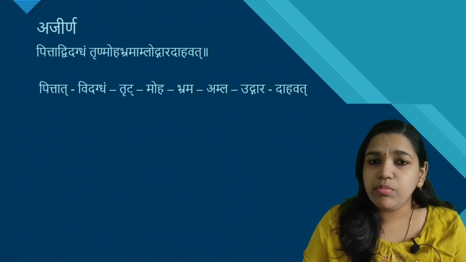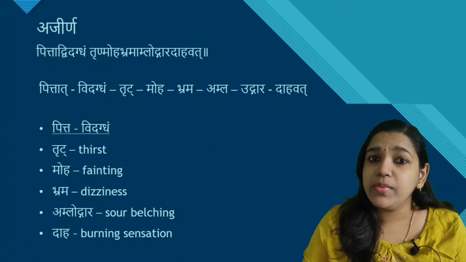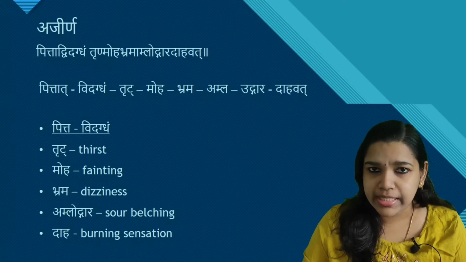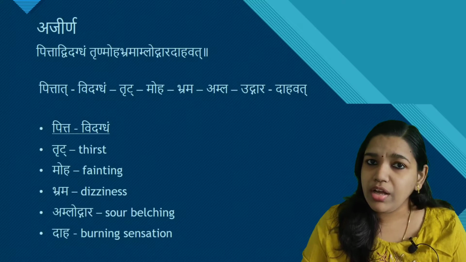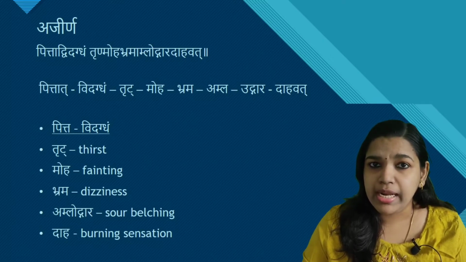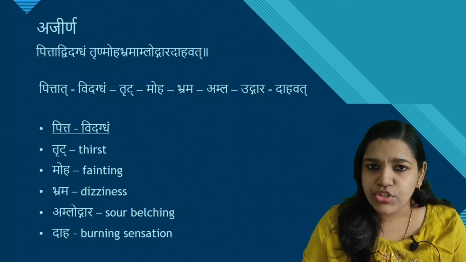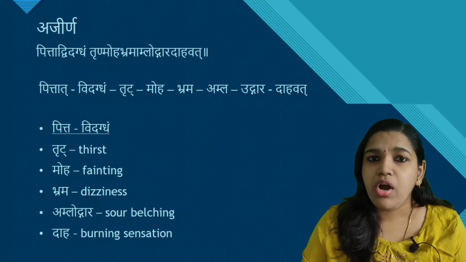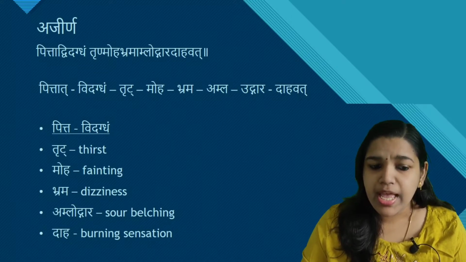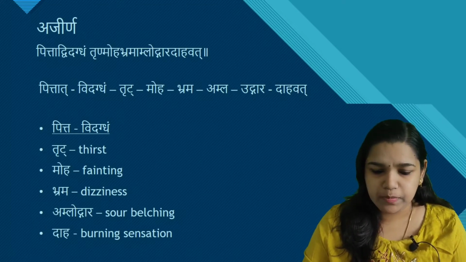Pittat vidaktham trit moha bhrama amla udgara dahavat. So the condition of Ajirna when it is associated with Pitta dosha is called Vidaktha Ajirna, and it will produce trit, that is excessive thirst, moha, fainting, bhrama, dizziness or confusion or giddiness, amla udgara, that is sour belching, and daha, burning sensation. So when Ajirna is associated with Pitta dosha, or Pitta dosha is predominant, such a condition is called Vidaktha Ajirna, and it will produce trit, moha, bhrama, amla udgara and daha in the body.